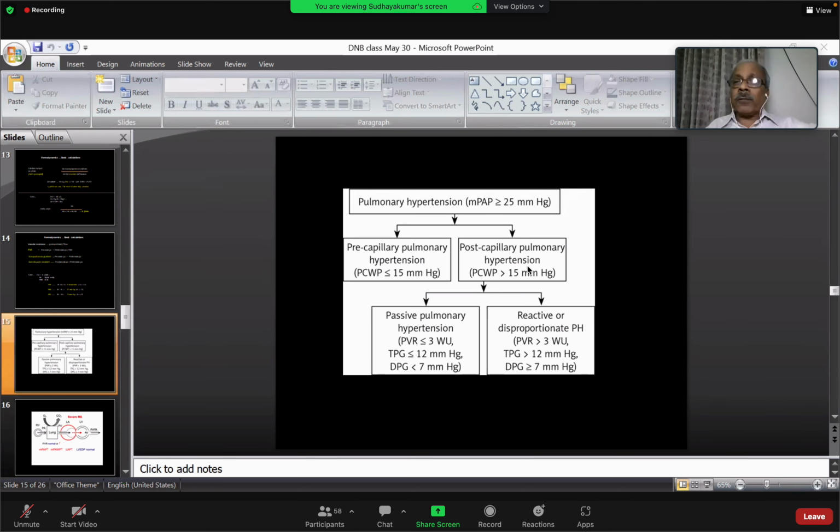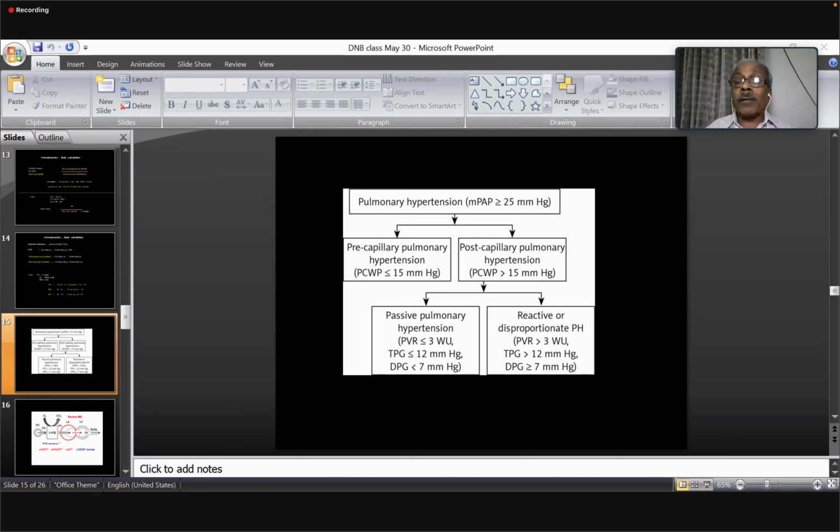In a patient with mitral stenosis, has the pulmonary vasculature reacted? In that case, the pulmonary vascular resistance will be more than 3 Wood units, the transpulmonary gradient will be more than 12 units, and the diastolic gradient is 7 millimeters or more, indicating that there is a resistance at the pre-capillary level also. So this is a post-capillary with a reactive or disproportionate PAH.